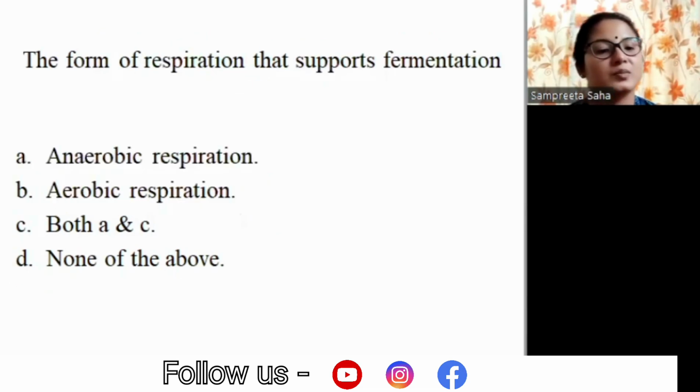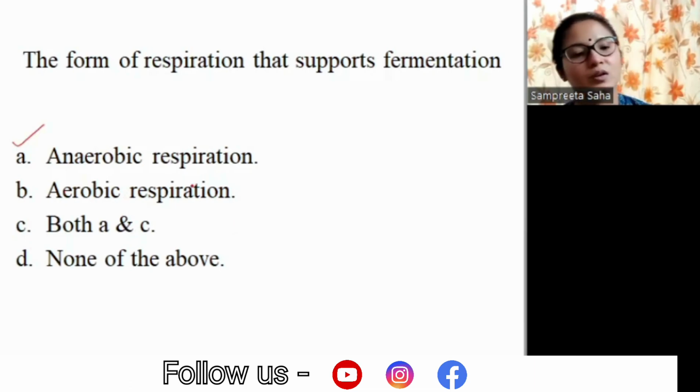The form of respiration that supports fermentation. Now, fermentation is a type of anaerobic respiration. It's a process which takes place in the absence of oxygen. So the correct answer will be the first one, anaerobic respiration, but you should check the other options too. Aerobic respiration, no. Both A and C, no. None of the above, no.